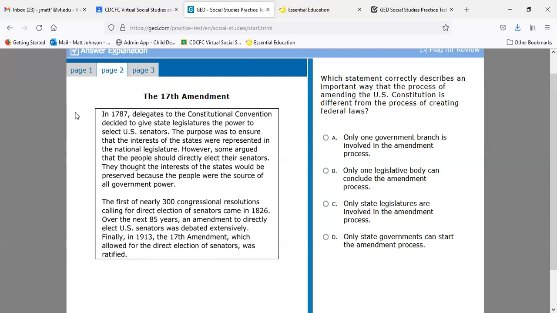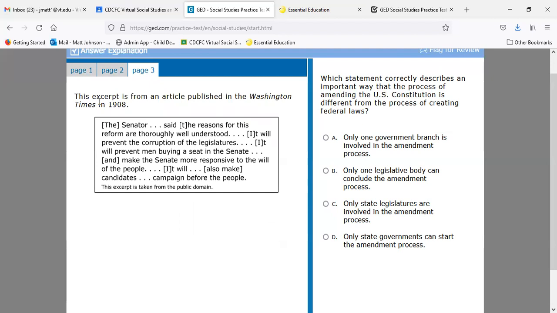And over time, that has become more of a democratic process involving the people as the years went on. This excerpt is from an article published in the Washington Times, 1908. The senator said the reasons for this reform are thoroughly well understood. It will prevent the corruption of the legislatures. It will prevent men buying a seat in the Senate and make the Senate more responsive to the will of the people. It will also make candidates campaign before the people.